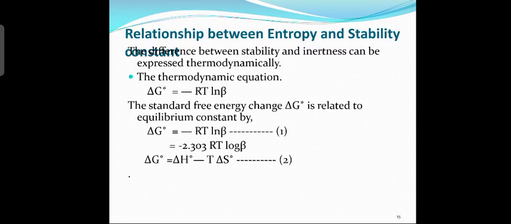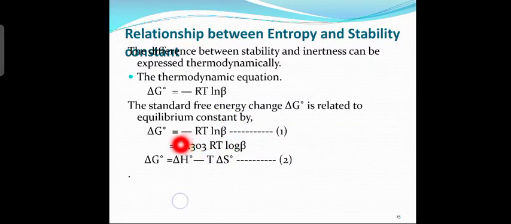Next slide. Relationship between entropy and stability constant. The difference between stability and inertness can be expressed thermodynamically. The standard free energy change delta G naught is related to the equilibrium constant by delta G naught is equal to minus RT ln beta. Let this be equation 1.